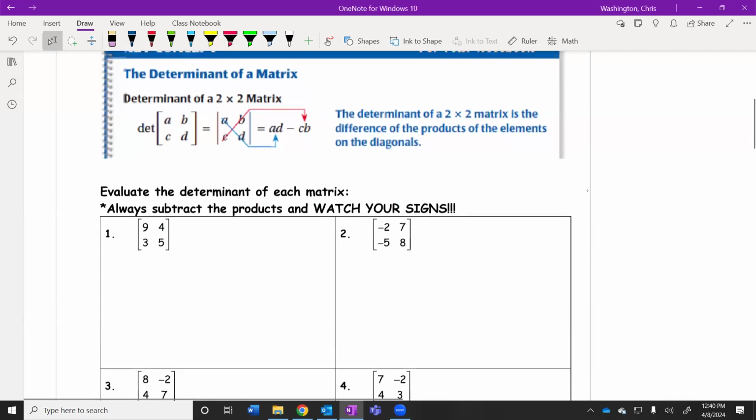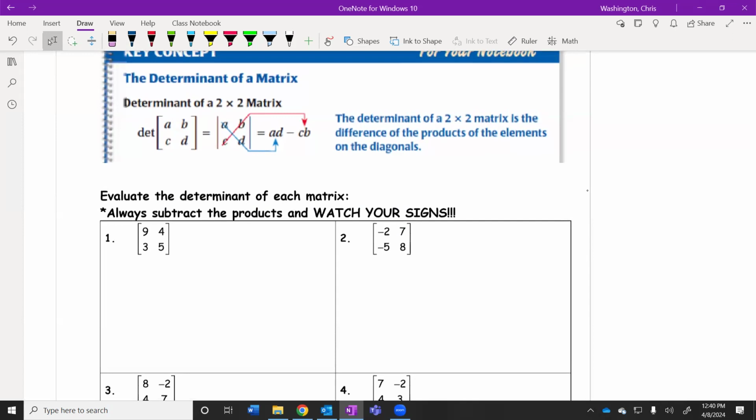So in order to find the determinant here, it's going to be the main diagonal, A times D, the main diagonal multiplied together, minus the backwards diagonal multiplied together. And that's only for a 2 by 2 matrix. If I were to put a 3 by 3 matrix up here, you would not do it the same way. Similar, but not the same way, because now we have more diagonals to look at.